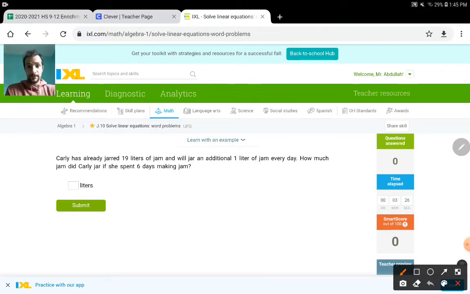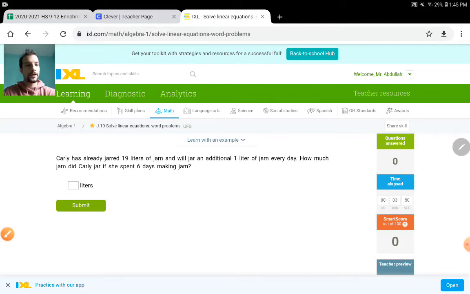Let's read the question. Carly has already jarred 19 liters of jam and will jar an additional 1 liter every day. So we already have 19 liters, and then for every day we'll have another liter. How much jam did Carly jar if she spent 6 days making jam? So before I do this question with my method, I want to show you what IXL did.